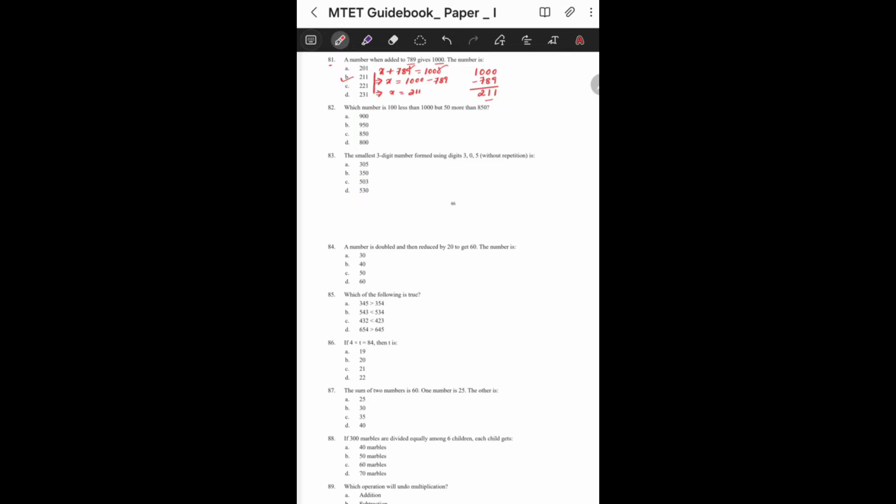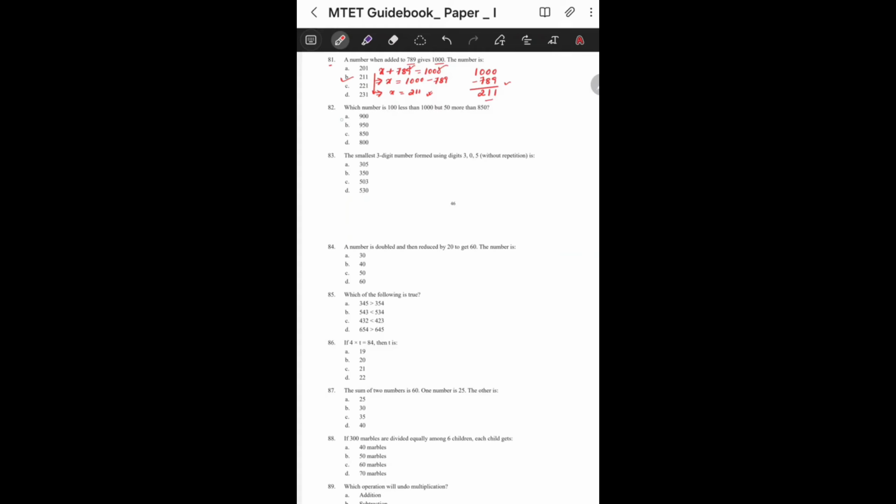This method also you can use, but the thing is that in the exam, time management is very important, so if you follow this rule it will take more time. So for this kind of question, if the addition of two numbers is given and one of the numbers is given to you, then we directly subtract, and we will get our result.